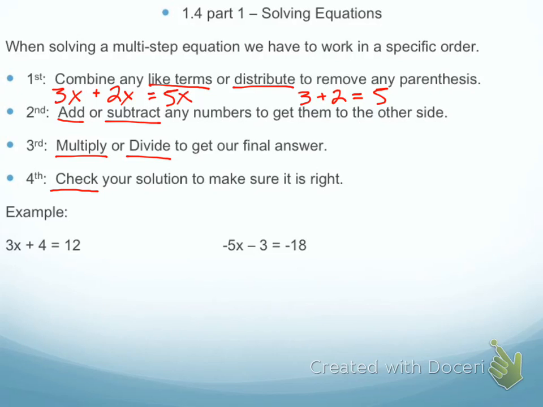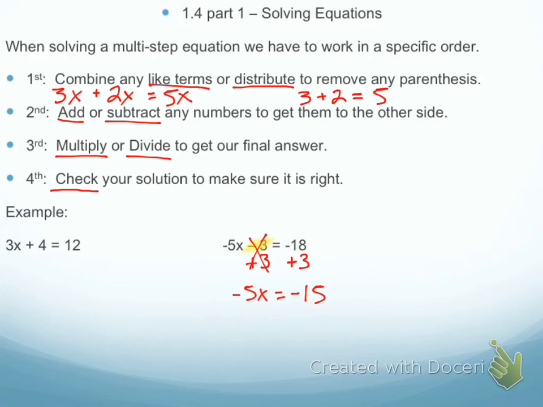So I'm going to do the second one over here on the right hand side. First thing I'm going to do is add 3 to both sides. The reason that I add 3 is that this is a negative 3 over on the left hand side. So to get a negative 3 to disappear, I have to add 3 to it. It gives me 0. Then I have negative 5x is equal to negative 15.